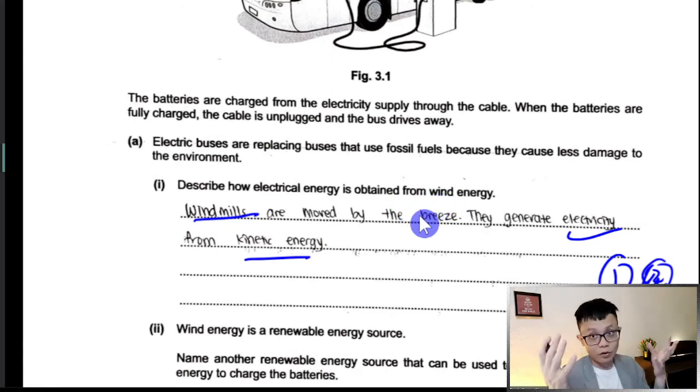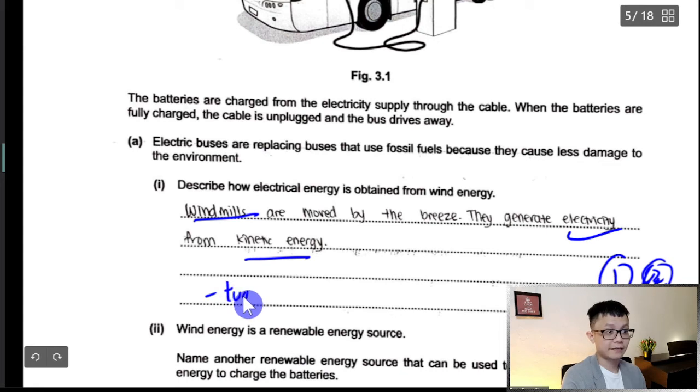Okay, the wind blows, the thing moves the what? The turbine and or the generator. Only the generator produces electricity. If you ask how to get electricity, one of the most important keywords is the generator or the turbine. So I just put here turbine or generator.